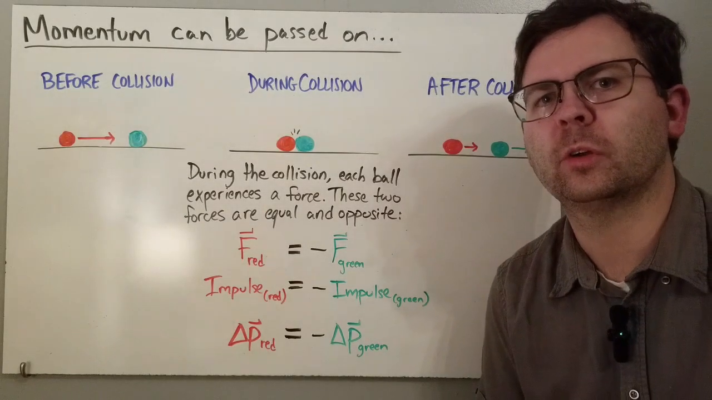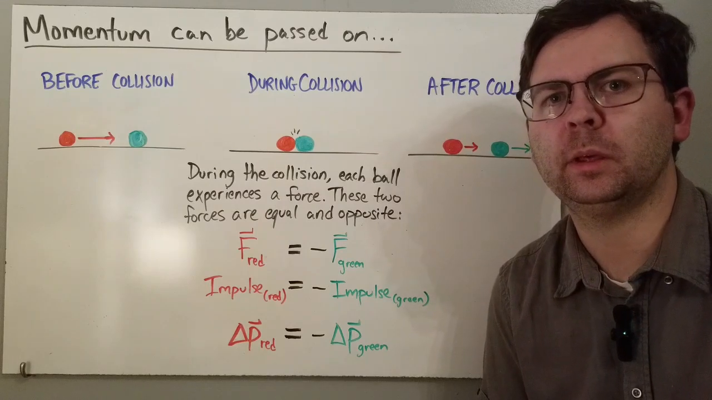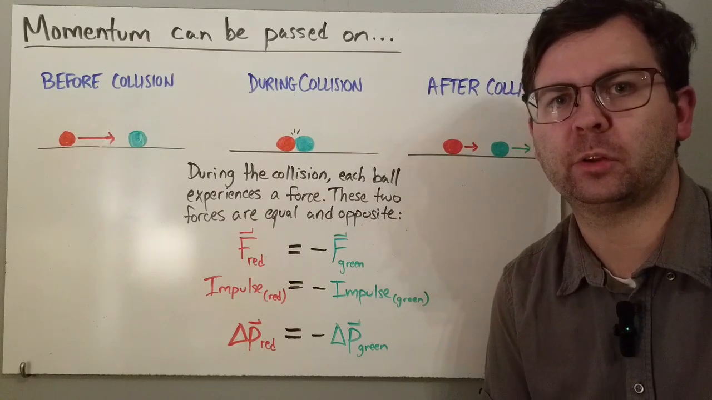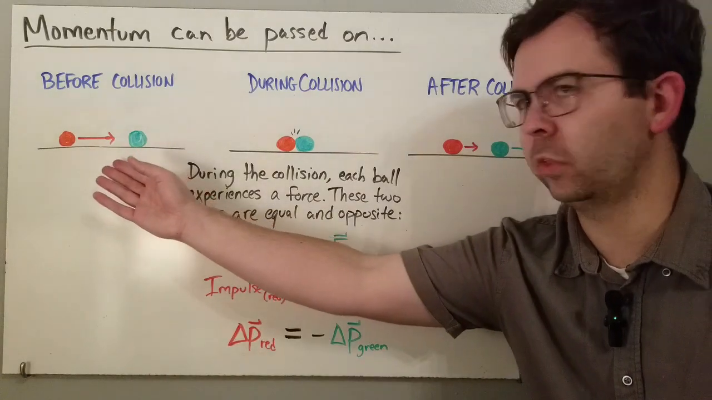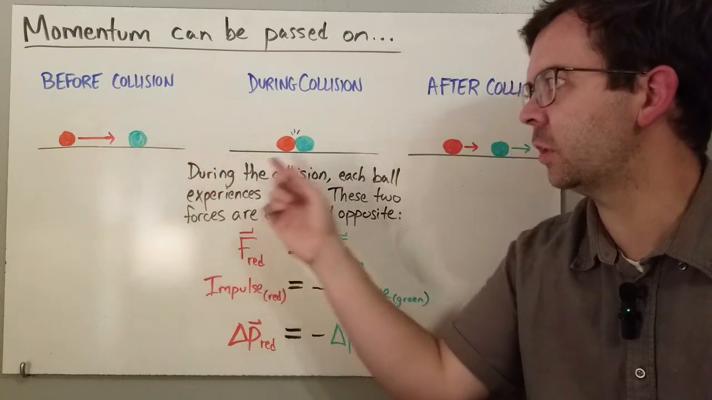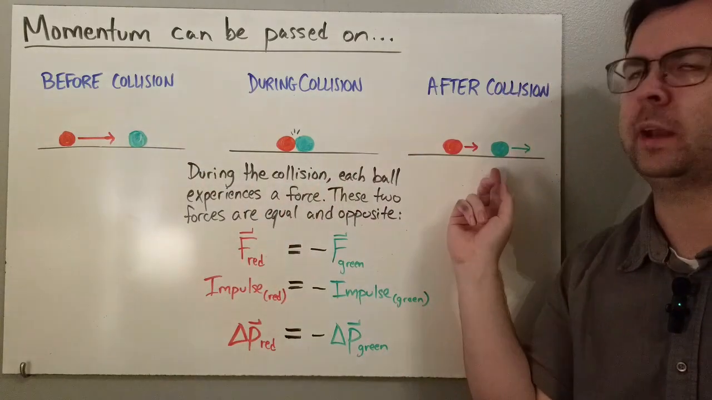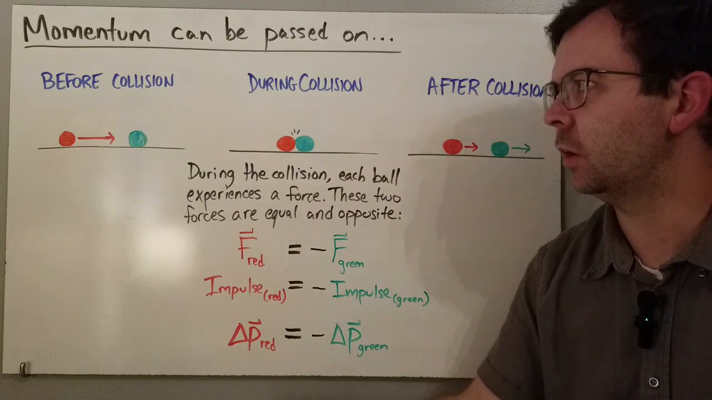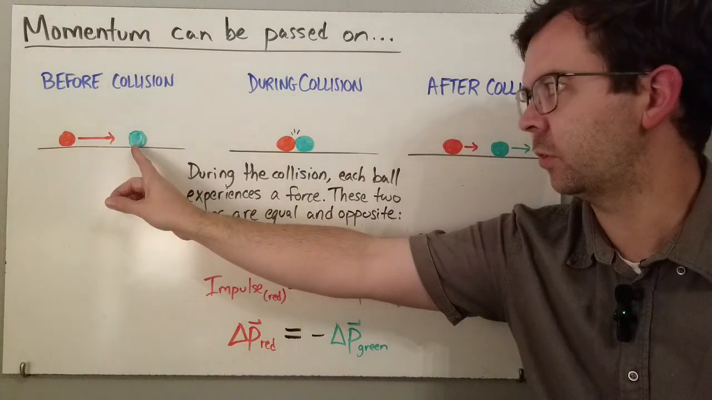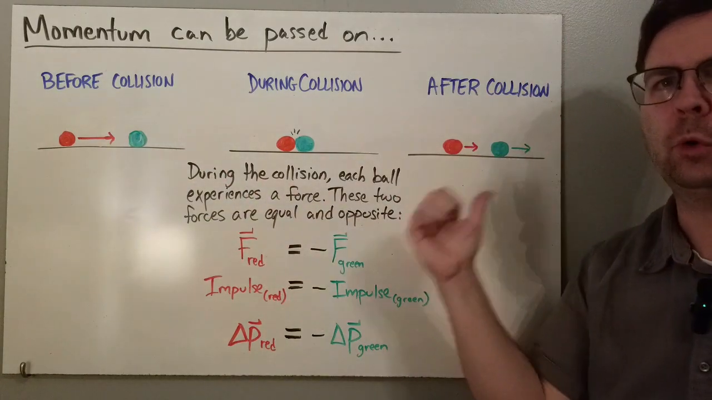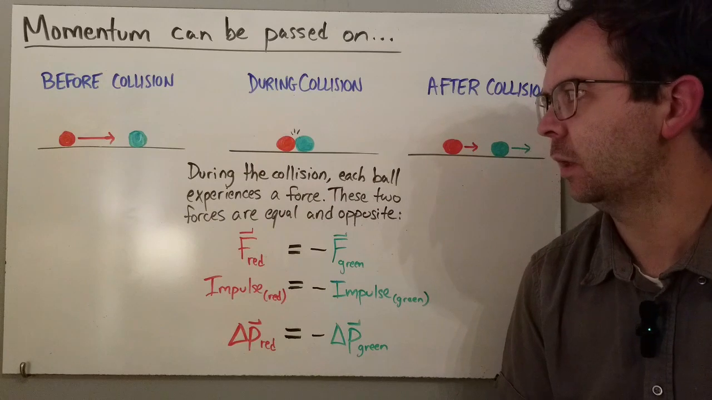What we just observed is that momentum can be passed on from one object to another. To illustrate what I mean by that, I've drawn a picture of a collision of two balls before the collision, during the collision, and after the collision. I've drawn the red ball moving towards the green ball, which is at rest. And then after the collision, both balls are moving to the right.